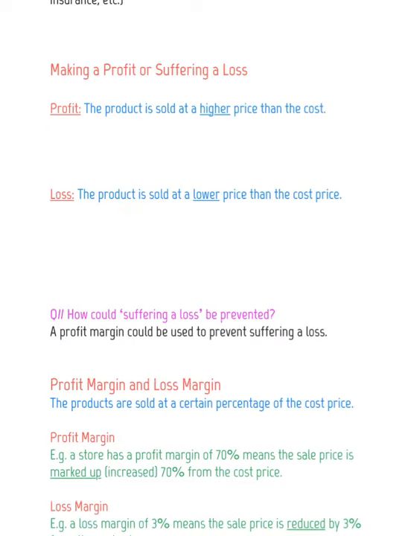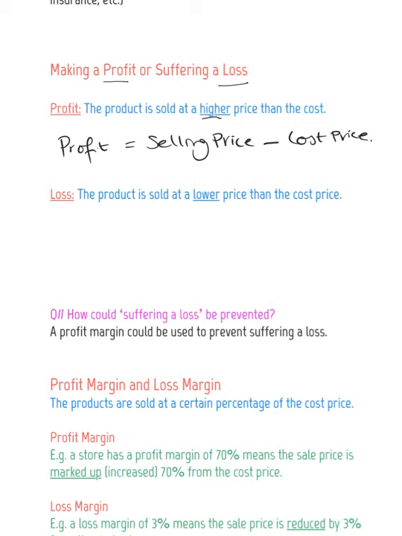These overall cost price and selling price determine whether we have a profit or whether we suffer a loss. A profit is when the product is sold for a higher price than the cost price. So the rule to determine this is profit equals selling price take away the cost price.